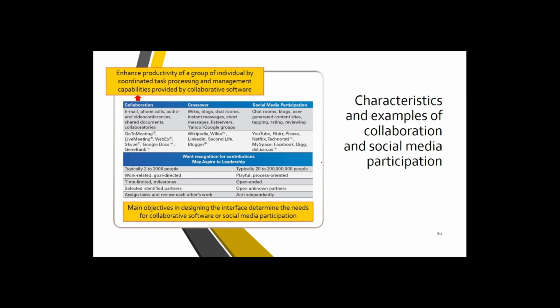I hope you can prepare pencil and pen and jot down some important points that will be discussed during this lecture. Let's start with the definition of a collaboration software, or also can be called a collaborative software. Collaboration software is primarily designed to enhance productivity within a group of individuals and more specifically within organizations. This is achieved through the coordinated task processing and management capabilities provided by this type of program.